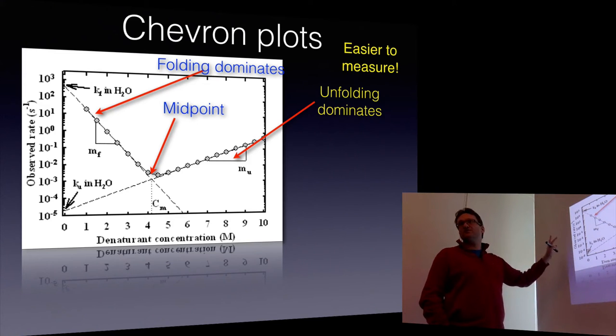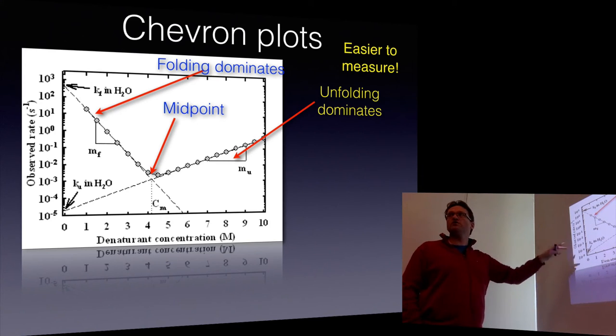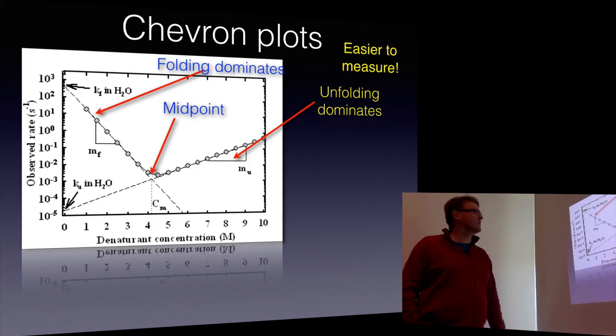The only reason for doing this is that it's easier to measure. It's harder to understand than the Arrhenius plot, but understanding is something you only have to do once. Once you've understood it once, you can just keep measuring this in the lab and get a factor 1,000 more data than you get with Arrhenius plots. Yes?